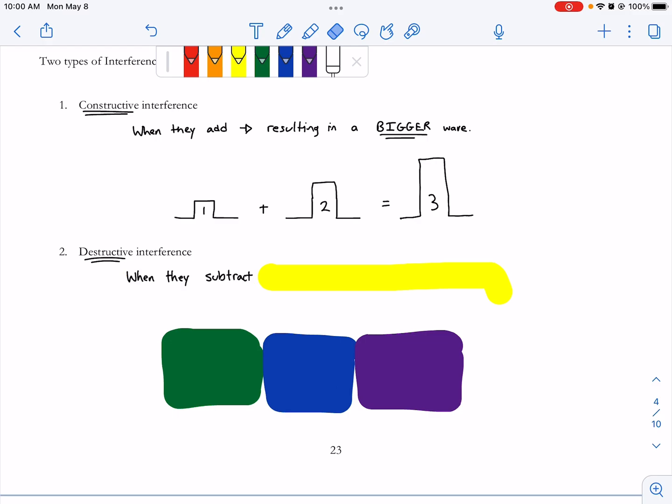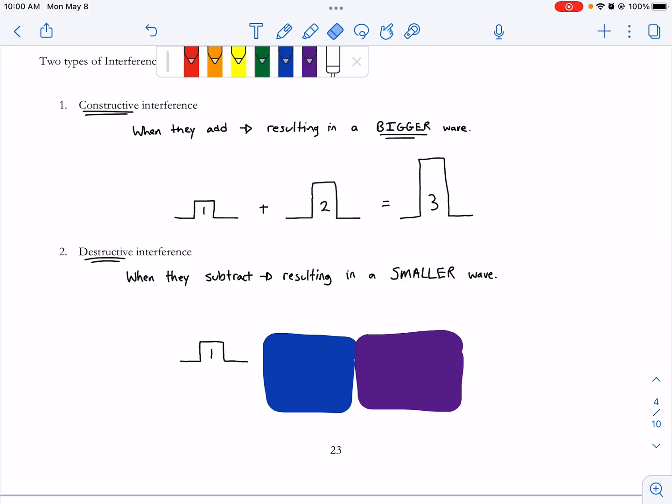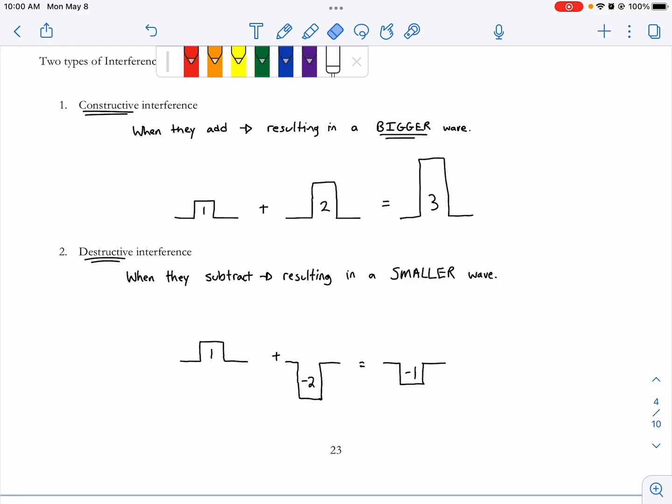And this one's kind of weird. We're still going to write it as if we're adding, but what happens is that the waves are going to get smaller when we put them together. So the resulting wave is going to be smaller. We're going to take our same wave again, but this time we're going to add this wave to it. And it's upside down. It's kind of like a negative 2. It's a hole in the ground instead. So when we put those waves together at the same spot, we get this wave that is smaller than the original. It's lower. It's a smaller wave. So this is destructive interference.